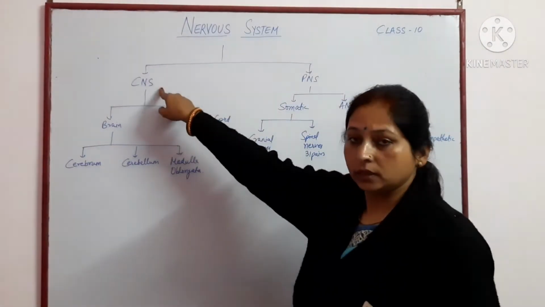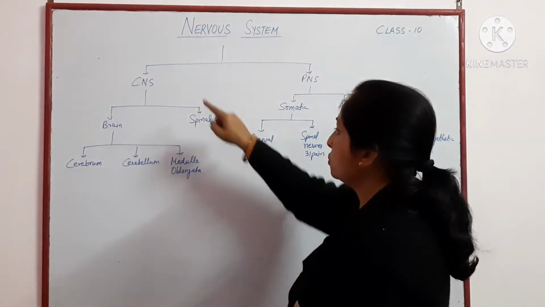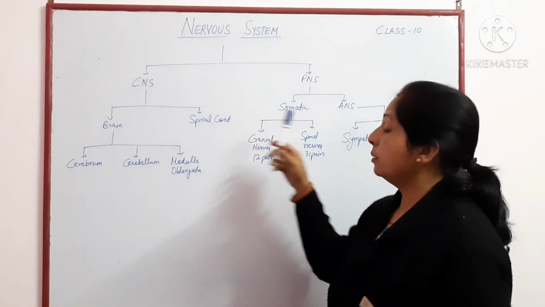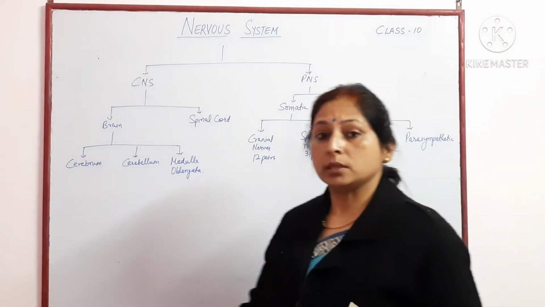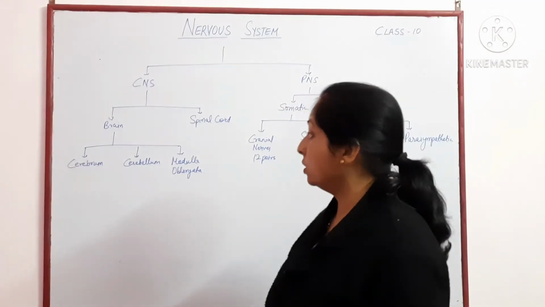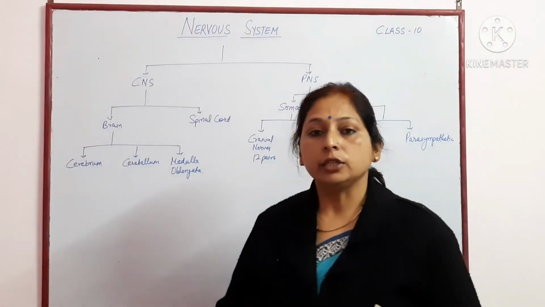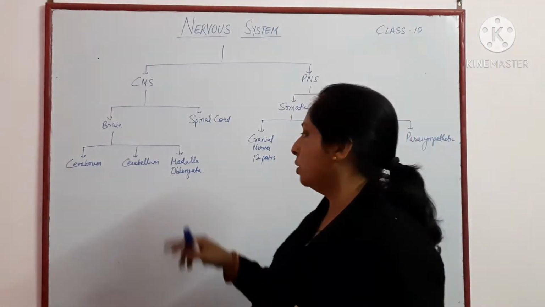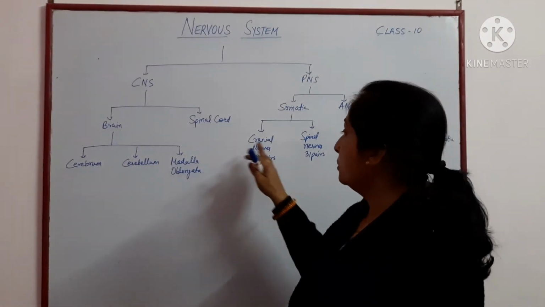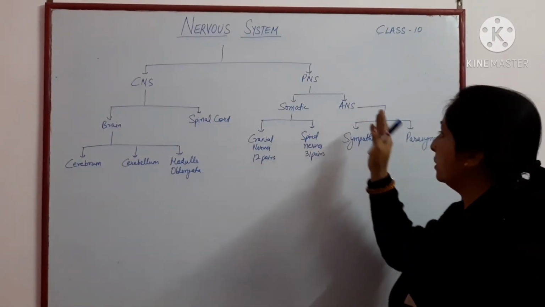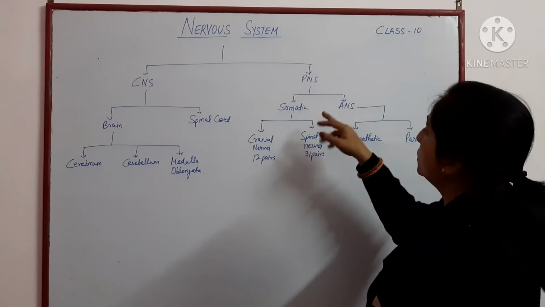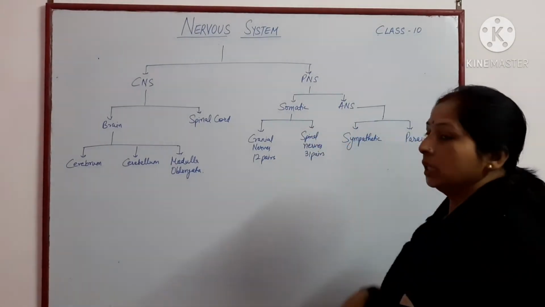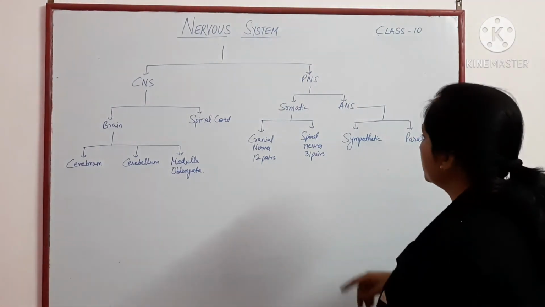The nervous system comprises the central nervous system (CNS) and the peripheral nervous system, which is the PNS. The central nervous system comprises brain and spinal cord. The brain is again divided into three different parts: cerebrum, cerebellum, and medulla oblongata. The PNS, peripheral nervous system, is divided into two regions: somatic nervous system and autonomic nervous system.